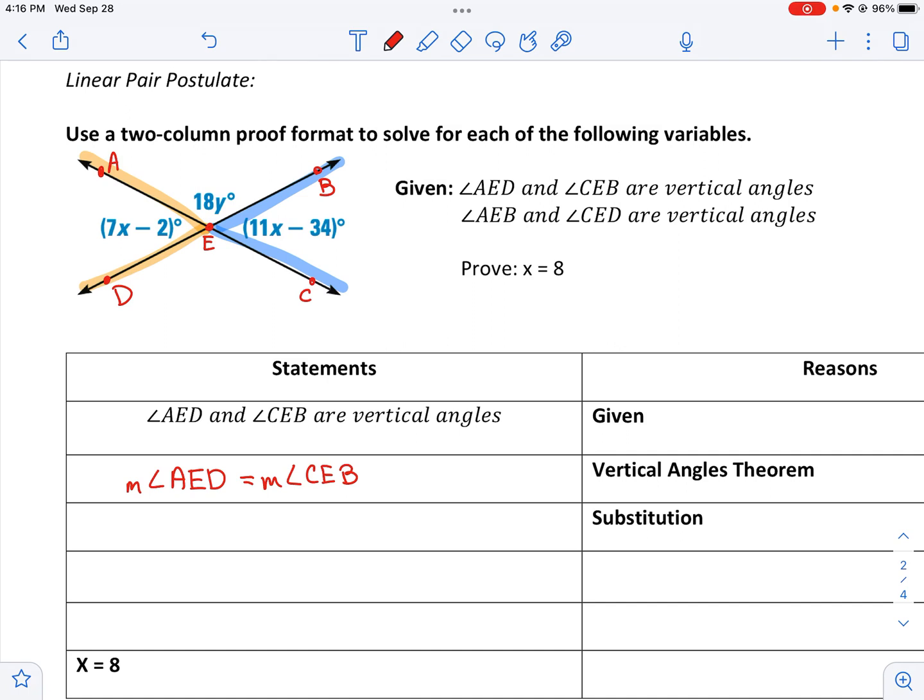And I know that because vertical angles are always equal, they're always congruent. And that would be my vertical angles theorem. So the first thing I'll always start with is the given, and then I'll do the equation, whatever relationship I see, in letters. Those should be my first two steps in any proof. The third step, once I've got the equation written out in letters, well, I know what angle AED is. I know that angle is 7x minus 2. And I know that angle CEB is 11x minus 34.